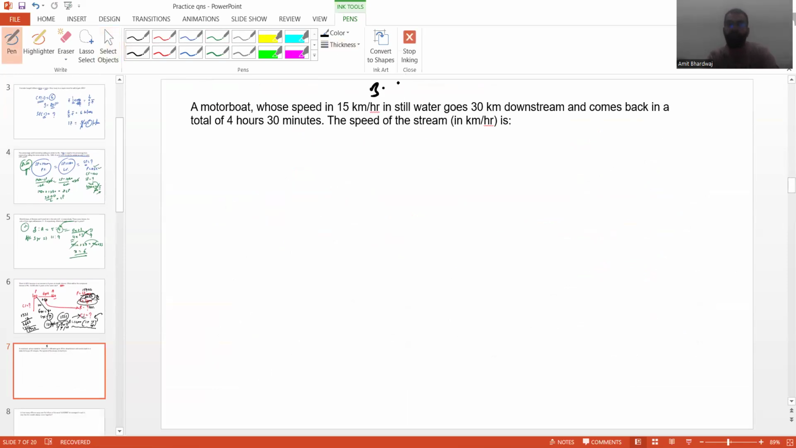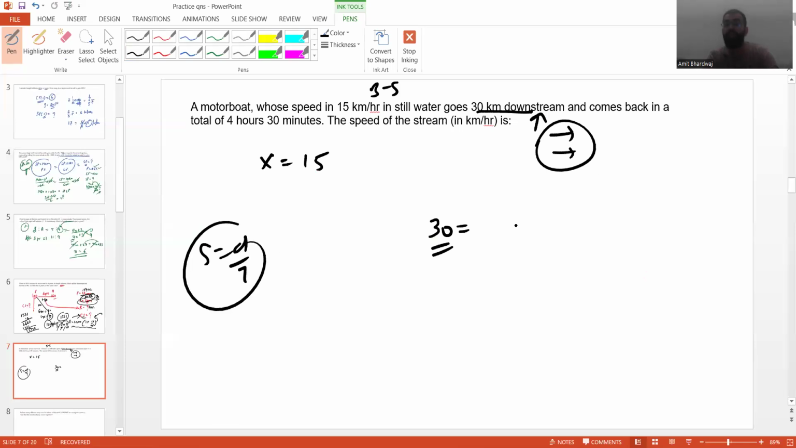This is from the boat and stream, right? A motorboat whose speed in still water is, assume, 15, goes 30 km downstream. Downstream means the river direction and the boat direction are the same. So distance equals speed into time, and speed is distance upon time. 30 km downstream means time equals, and comes back in total of now.